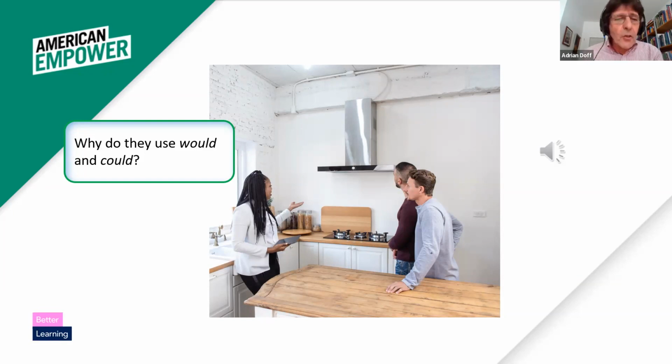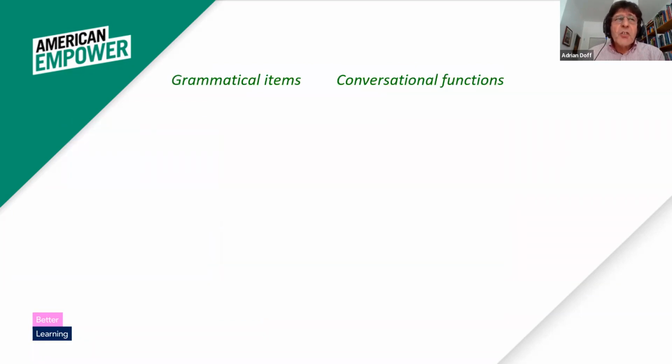Okay, so clearly they use would and could here because they're just imagining. They don't know if they're going to buy the flat or not. They're just playing around with ideas, rather like Victoria and Edward did in the extract that we saw earlier. So this is an example where I think it's important, of course, to introduce would as part of second conditional structures, but it's also important to introduce it in a more lexical way, linked to conversational functions and situations.